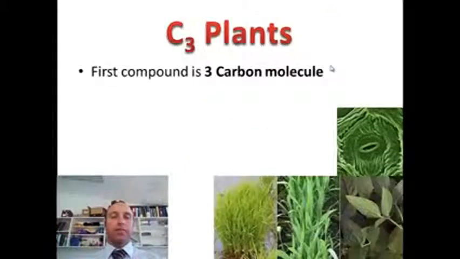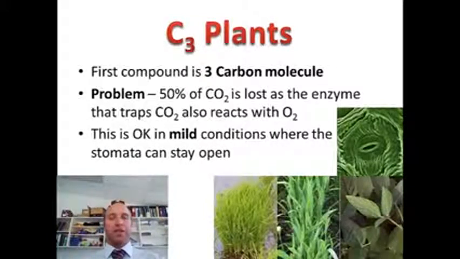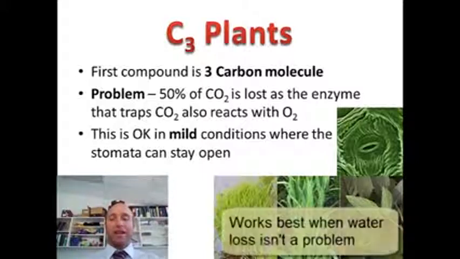And the adaptations in photosynthesis are for the plants to get around this problem by adapting the chemical reaction that occurs. First, let's look at C3 plants, and these are most types of plants, and they're called C3 plants because the first compound they form in this stage of photosynthesis is a 3-carbon molecule. And the problem that happens is that quite a lot of the carbon dioxide that's taken in by the plants is actually lost because this enzyme also reacts with oxygen. And this is fine in mild conditions where the stomata can stay open day in, day out, and the carbon dioxide can easily get into the plant, and water loss probably isn't a big issue.